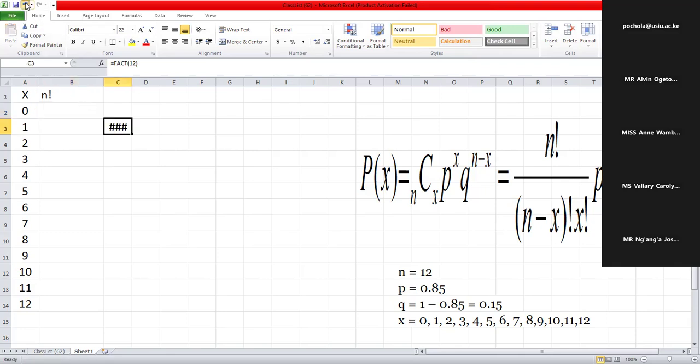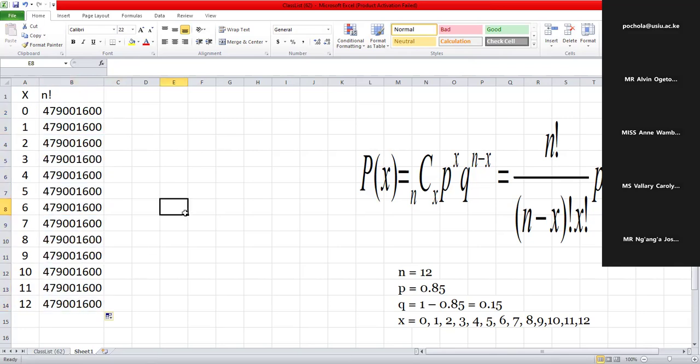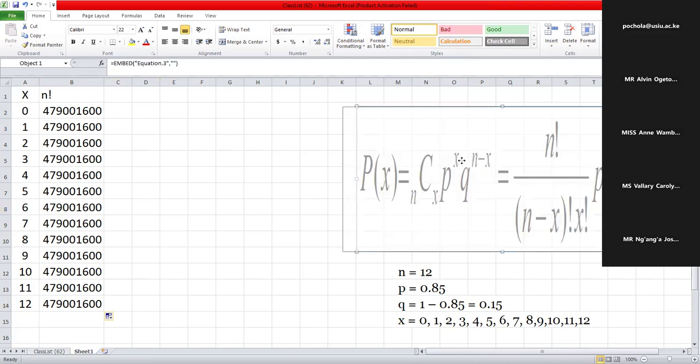I'm using Excel. If I were using the board, I would still do the same. You write it for each value of x. Constant for all values of x. So this is the upper part, n factorial, on the right-hand side of this equation. That's what I'm doing here.